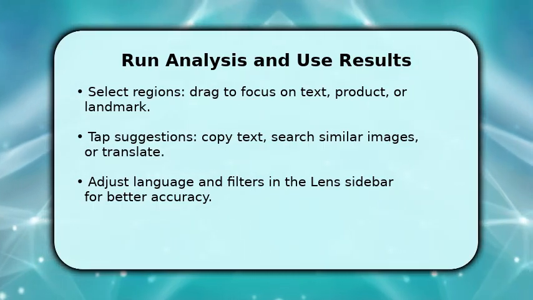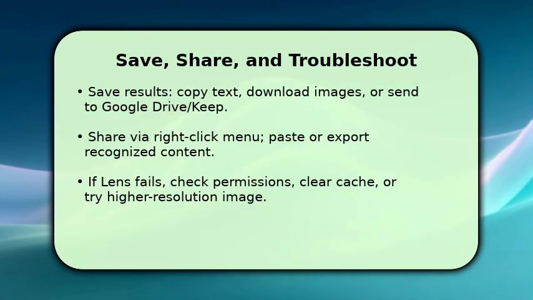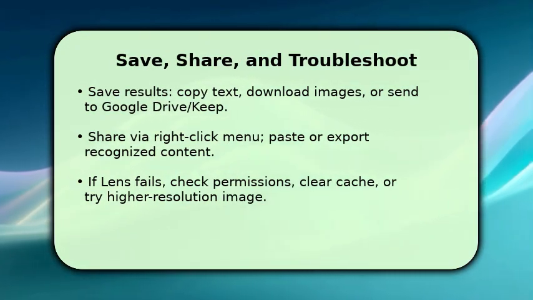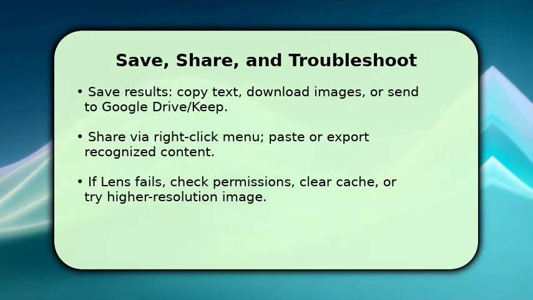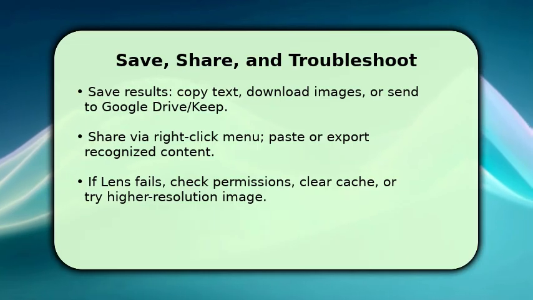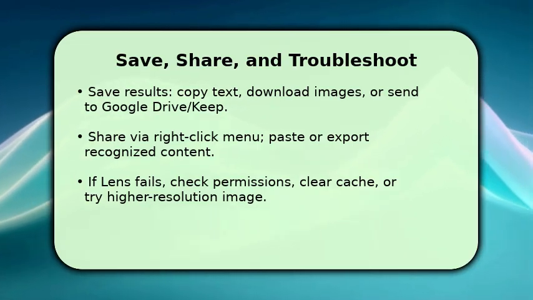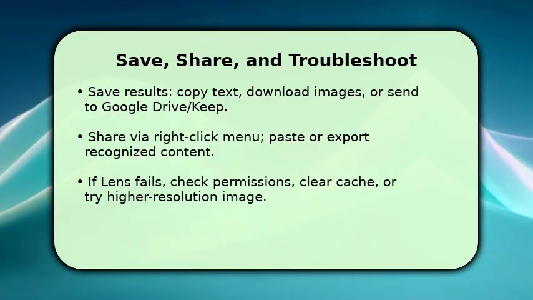To finish, copy or export the information Lens found. Paste recognized text into your document, download or save images to Drive, or share results by right-clicking and sending via mail or chat. Make sure you review extracted text for OCR errors and correct punctuation or formatting before using it.